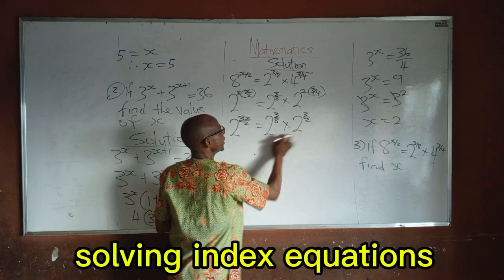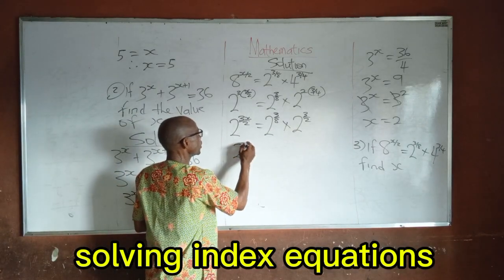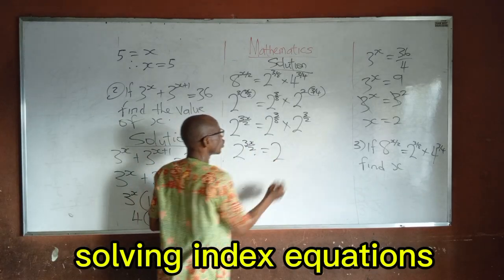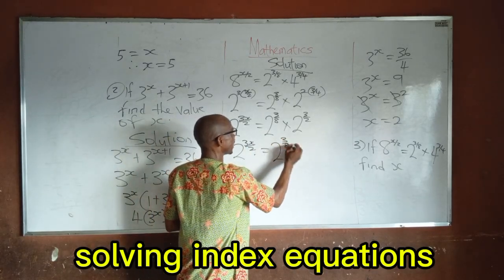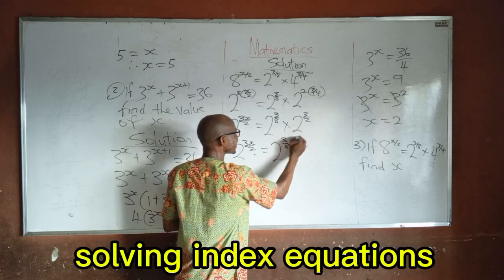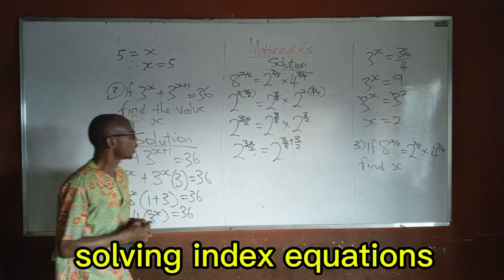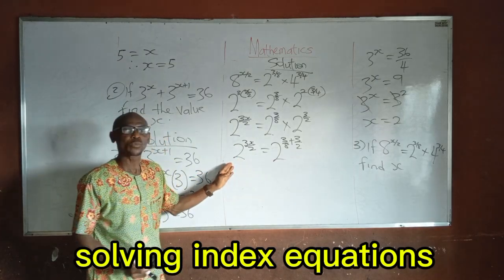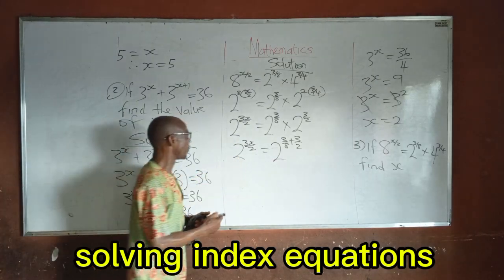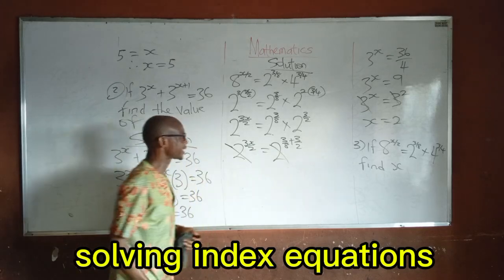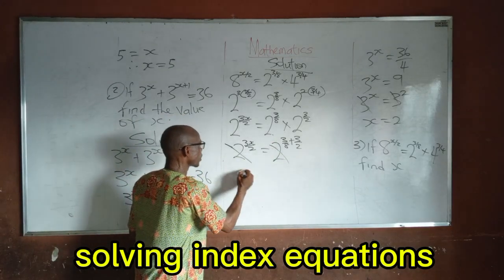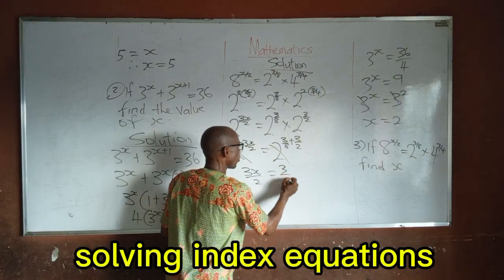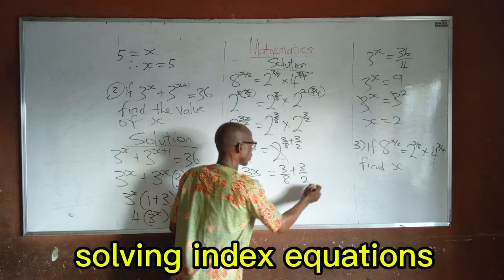From indices, this can be written as 2 raised to power 3x over 2 equal to 2 raised to power 3 over 8. Because they are multiplying, you add the powers: 3 over 2. The base is now the same, their base is 2, so the base can cancel out. And we now have 3x over 2 is equal to 3 over 8 plus 3 over 2.